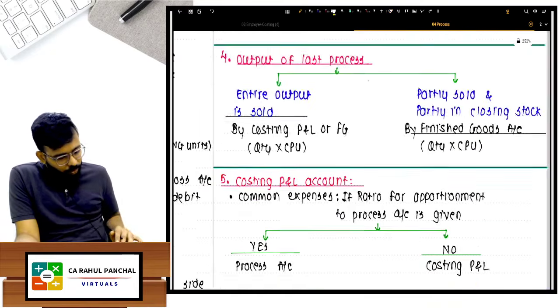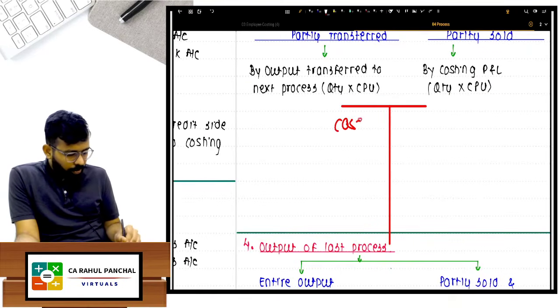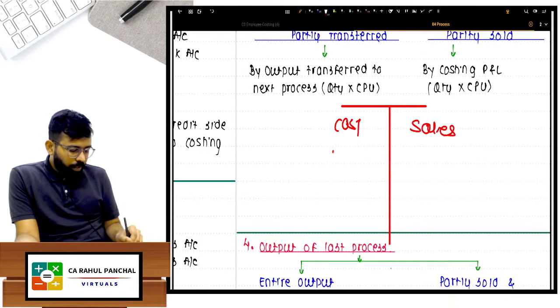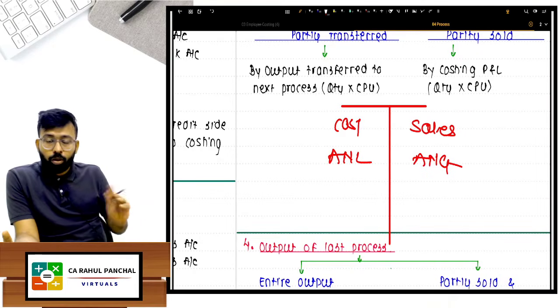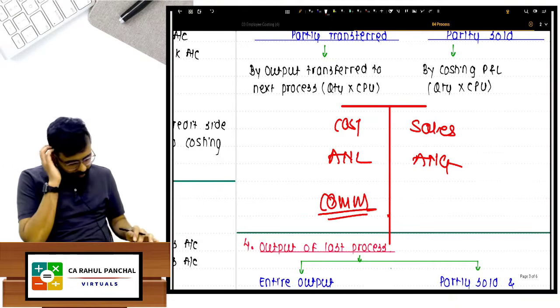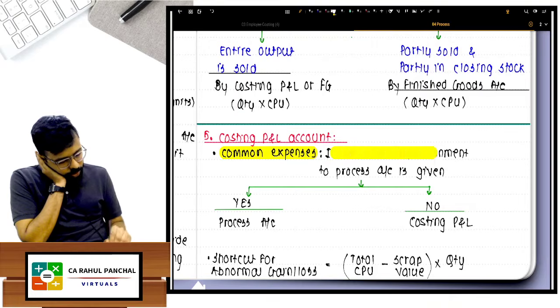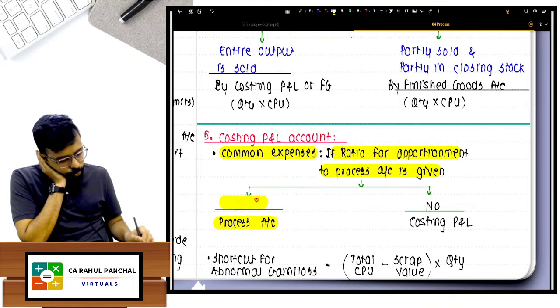अच्छा. So now what will come in the costing P&L account? Please understand. पहले cost process के credit side से it will come. Sales value will come. Then on the debit side there is abnormal loss, credit side में abnormal gain, either from the account or a shortcut is also there. There are some common expenses. Like sometimes there is a common expense, they will give you the ratio of the apportionment. If given तो वो process में आएगा.